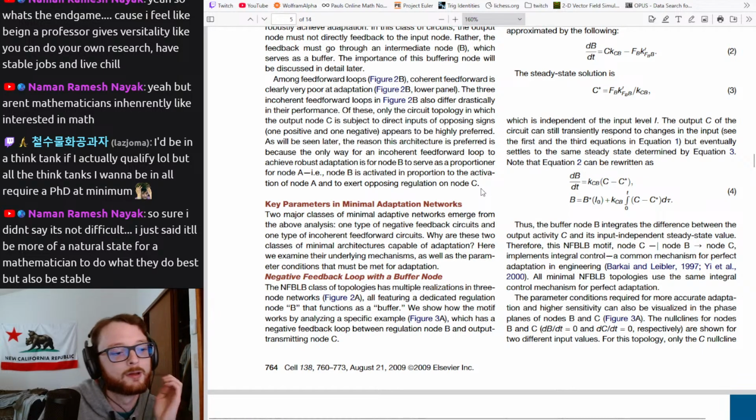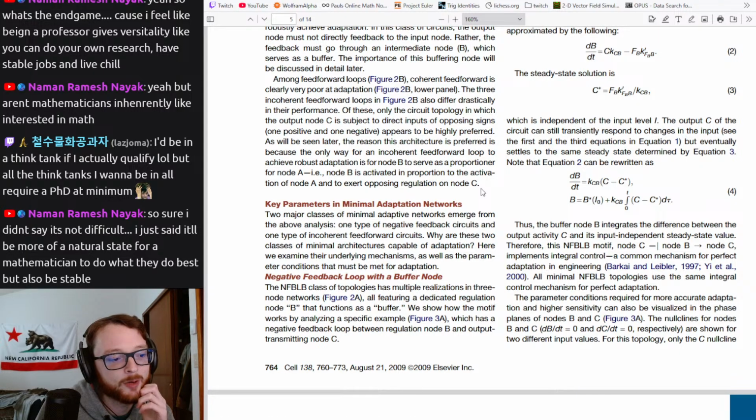Interesting. I've been thinking if I actually qualify, but all the think tanks I want to be in require a PhD at minimum. That makes sense. I don't know anything about think tanks really. I feel like they'd be pretty freaking elitist though.